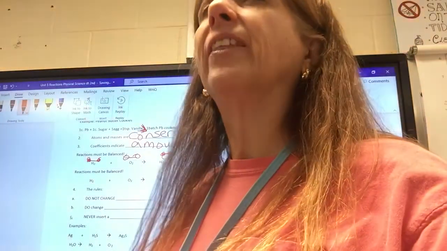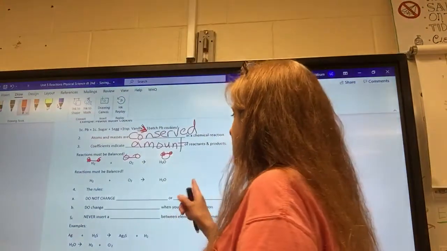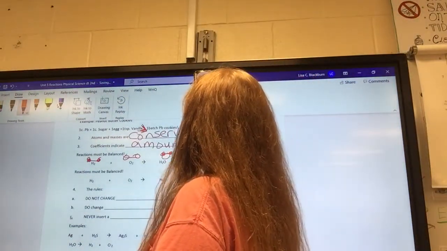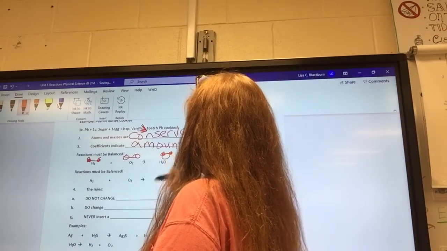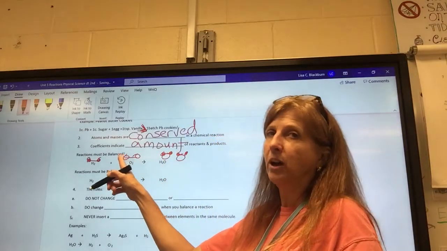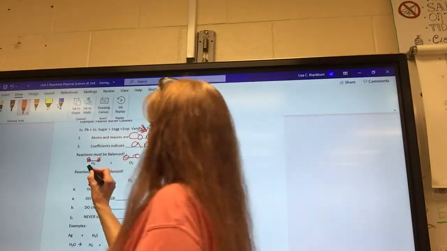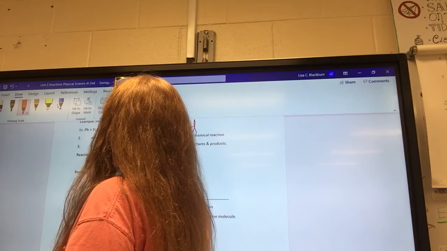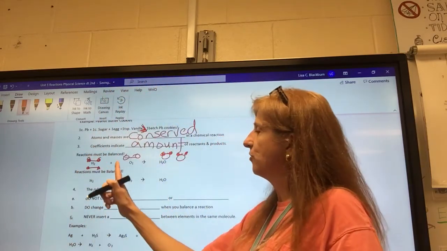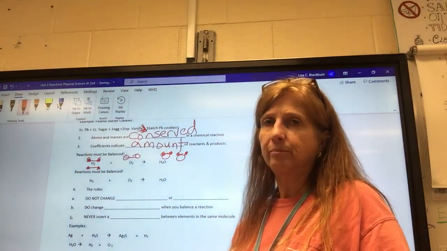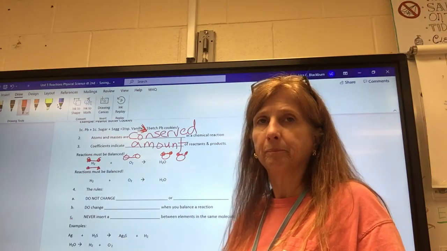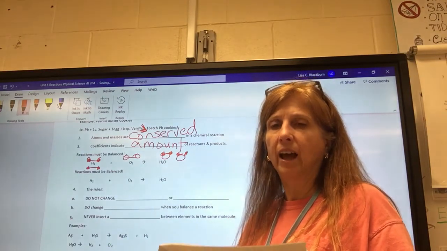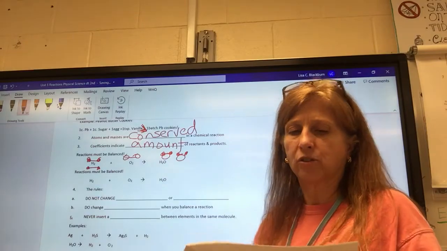So that means I have the amounts wrong and I have to change it. I've got to put another water over here so that I have 2 oxygens. I've got to put another hydrogen over here, so I've got 4 hydrogens. How do you feel about that? Do you see how it works in your pictures? You've already got the pictures drawn.